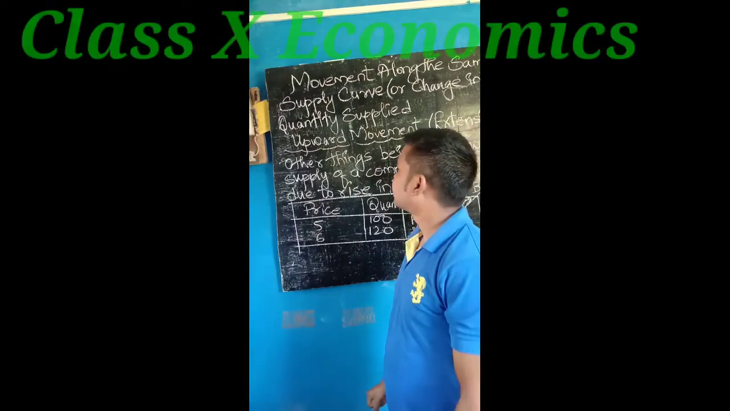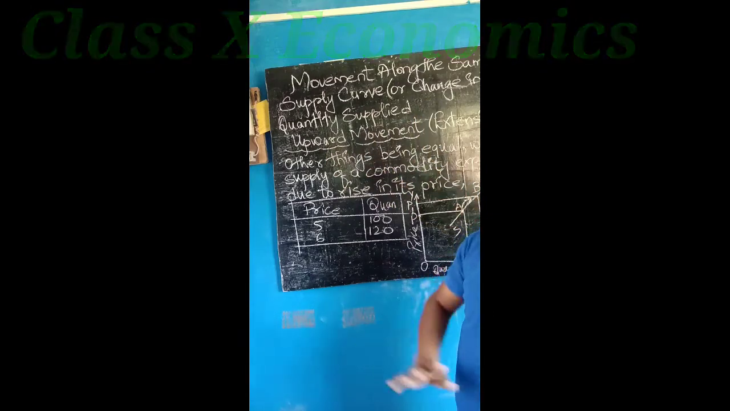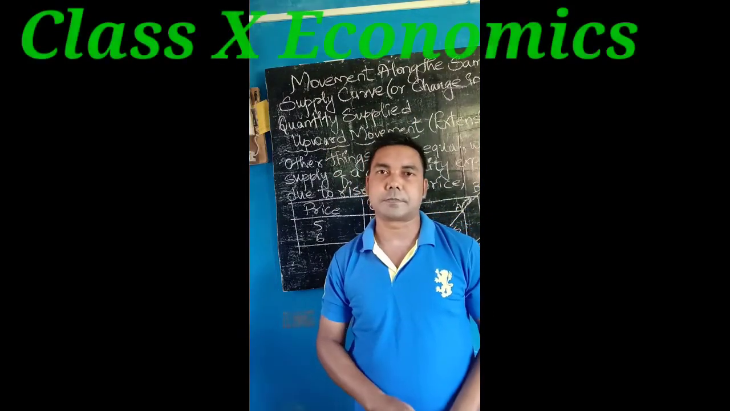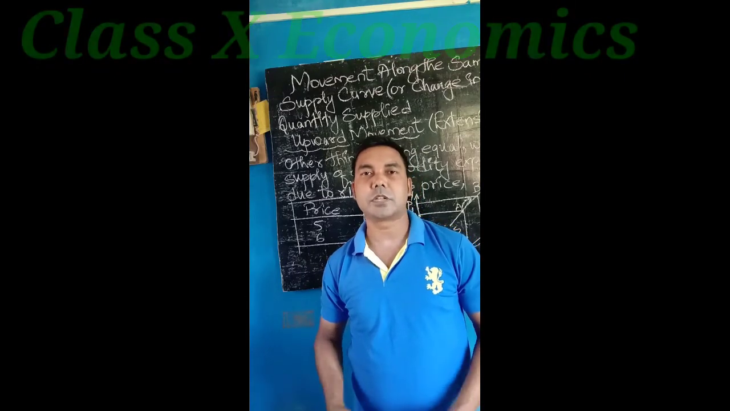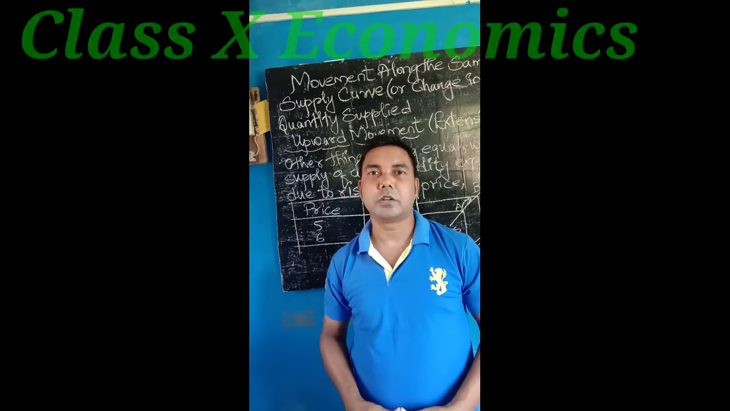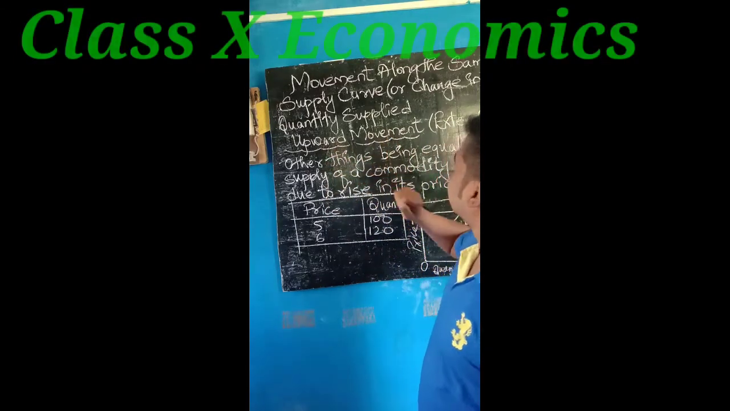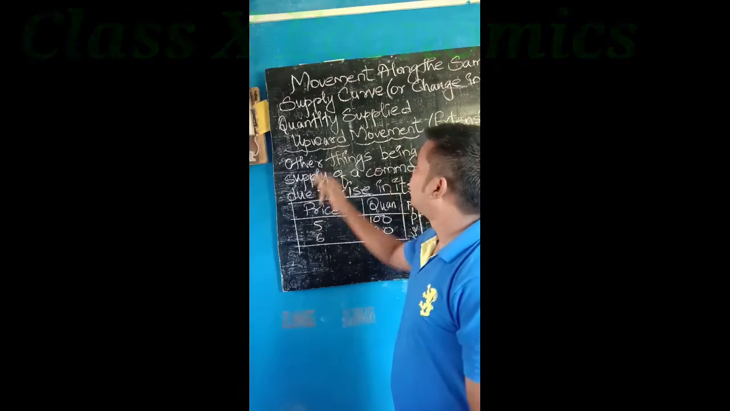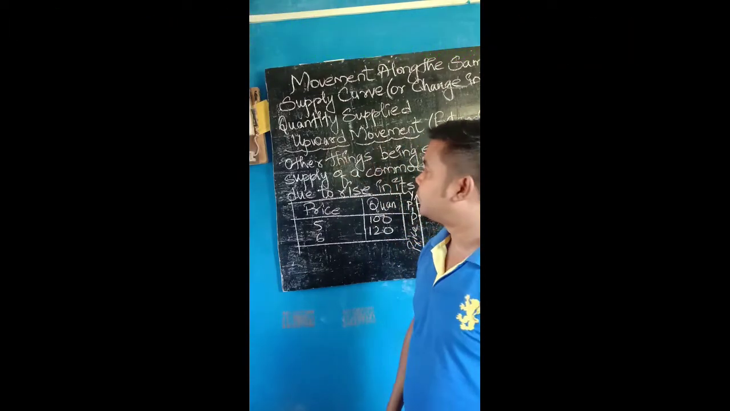So see here, change in the quantity supplied. How does the quantity supplied change while other factors remain constant? Upward movement or extension of the supply curve.